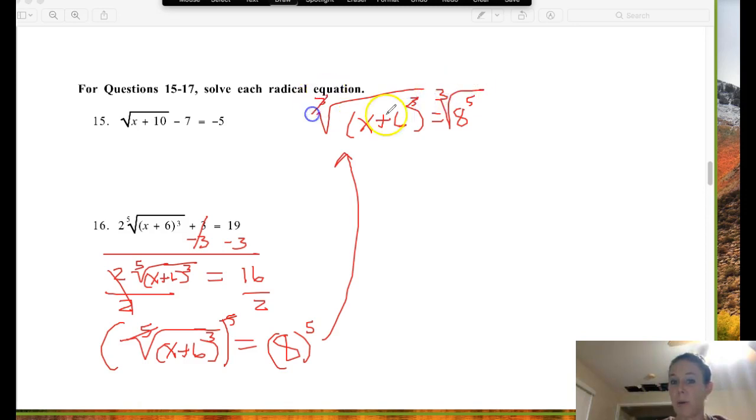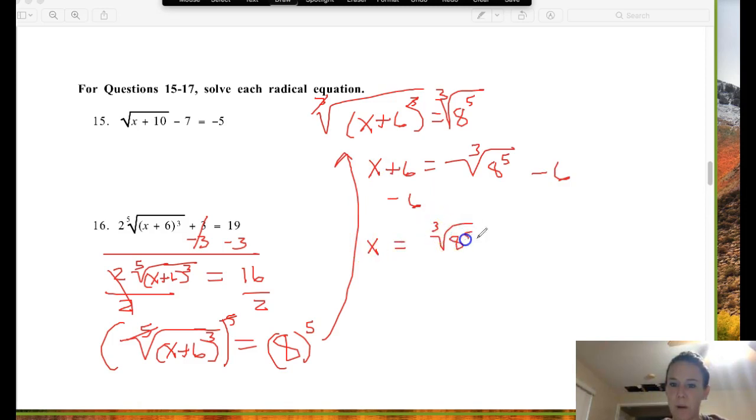That gets rid of that power, and then I get x plus 6 equals the cube root of 8 to the 5th. Now when I cube root, I don't have to show a plus or minus solution because it's a cube root. If it's negative, it's negative. If it's positive, it's positive because it's an odd root. If it was an even root, I would have to show the plus or minus solution. Careful with that. Okay, so I'm going to cube root, and I get the cube root of 8 to the 5th. And then to solve for x, I subtract 6 from both sides, and I'm going to get x equals the cube root of 8 to the 5th power minus 6.